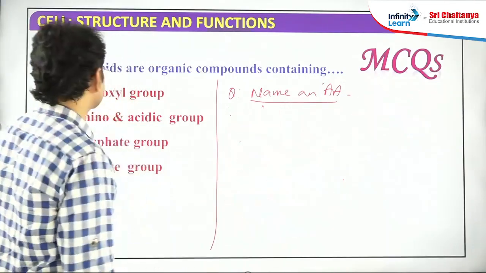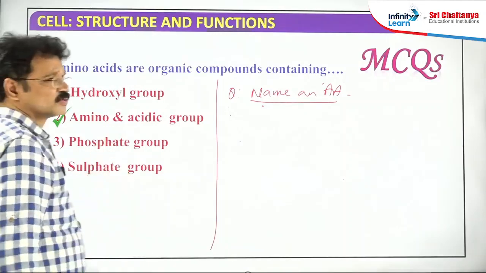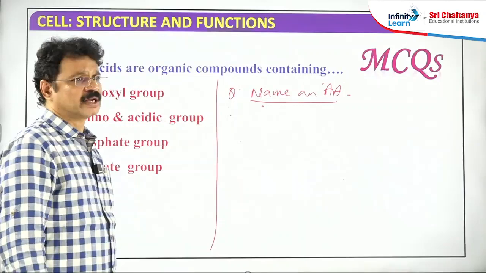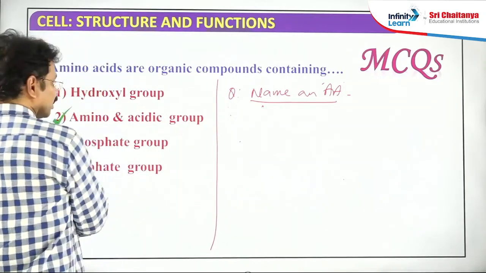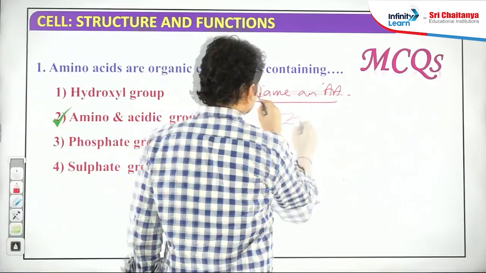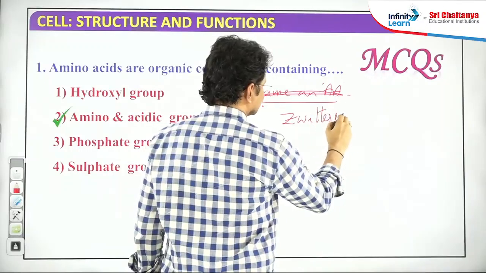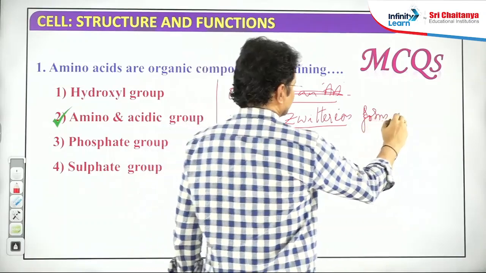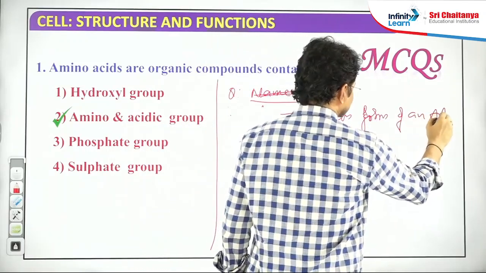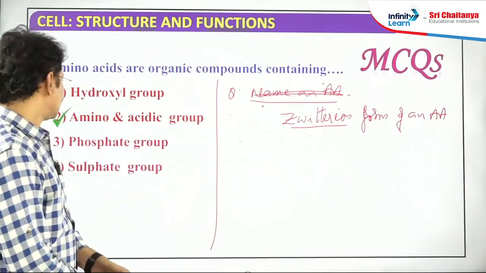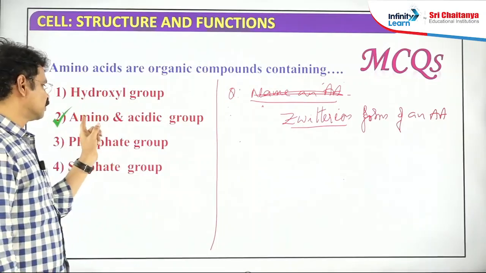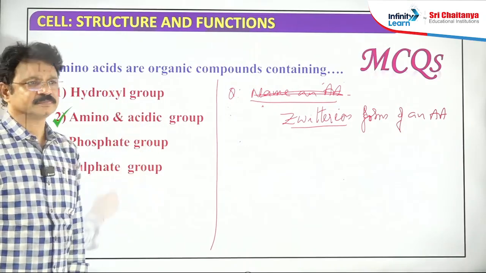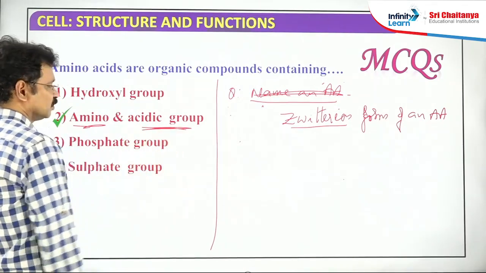Okay, good. Next, one more question. What kind of chemical groups may contribute to form the zwitterionic form of an amino acid? Name the chemical groups that will contribute to form the zwitterionic form of an amino acid. Options: hydroxyl group, amino and acidic groups, phosphate group, sulfate group.